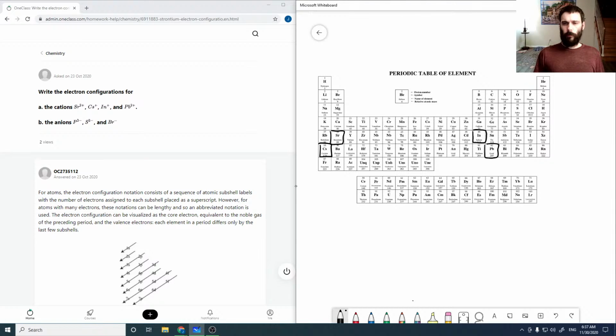Okay, so for when we're writing the electron configuration, I always find it's easiest to just run along the table. And so remember, first of all, that helium should really be here as far as the blocks go. So we have our S block, our P block, our D block, and our F block. And remember that the F block really goes in here. So these guys go in here.